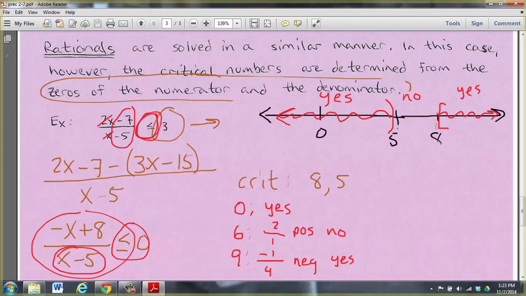So my answer is negative infinity to 5, or 8 to infinity.